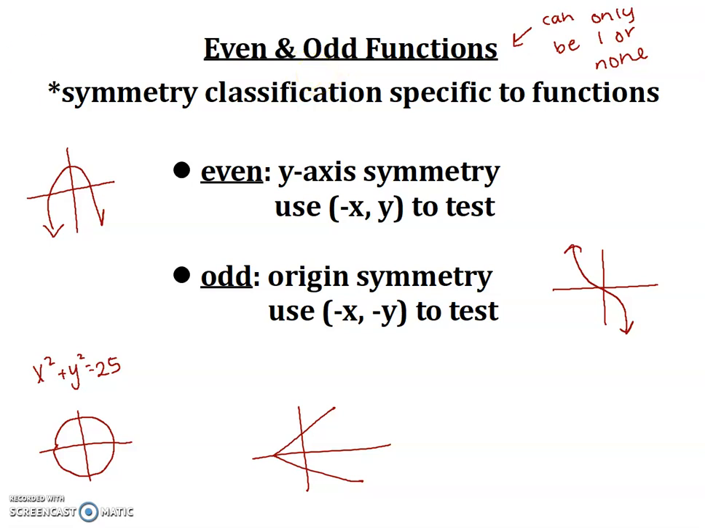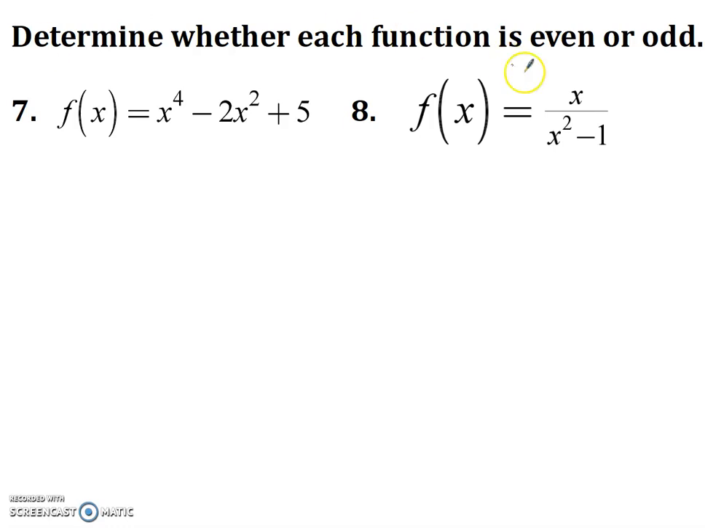So if we look at two examples, determine whether each function is even or odd. Again, we're going to ask you to justify these. You only have to show us the test that works. How you determine whether it's even or odd, the process is no different than testing for symmetry. You're just only testing for y-axis symmetry or origin symmetry.